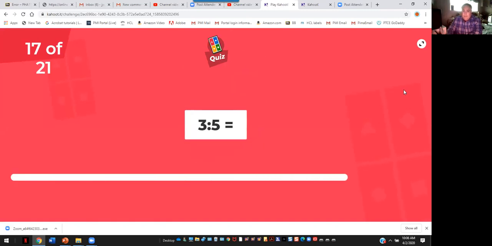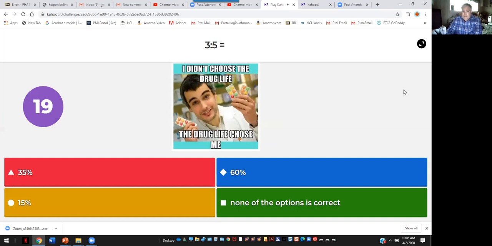3 is to 5. So this is just like a fraction. 3 over 5. What is 3 if you divide it by 5? It's 0.6. What is 0.6 expressed as a percentage?